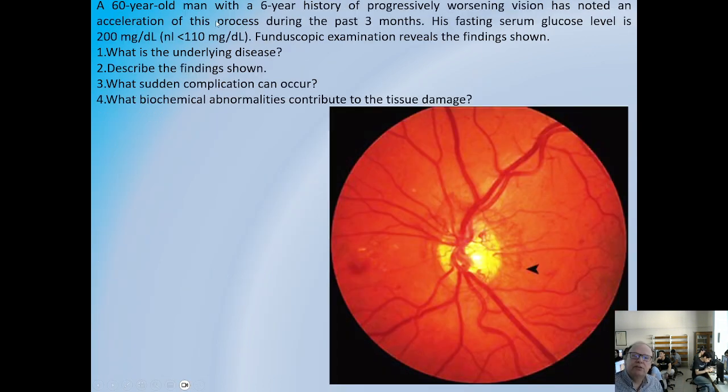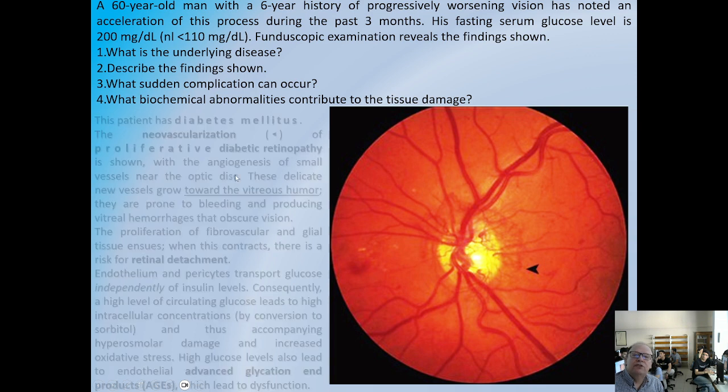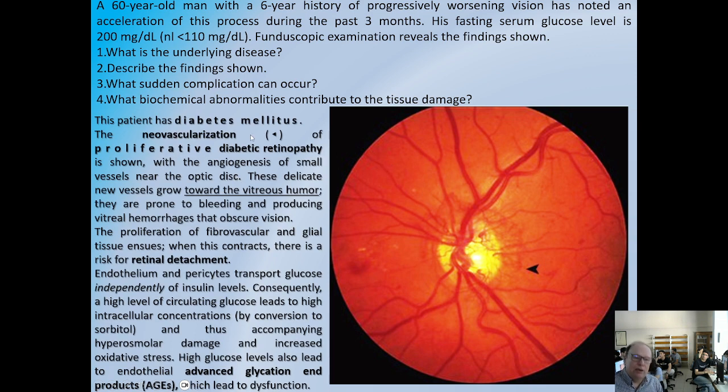In the next case, however, we have again a middle-aged man, 6-year history of progressively worsening vision, and in the past 3 months, things went worse. The fasting serum glucose is very, very high. In the morning, 200. It should be lower than 110. And here is the fundoscopic examination. Again, we have diabetes mellitus, and here is neoangiogenesis, and this is the proliferative form.